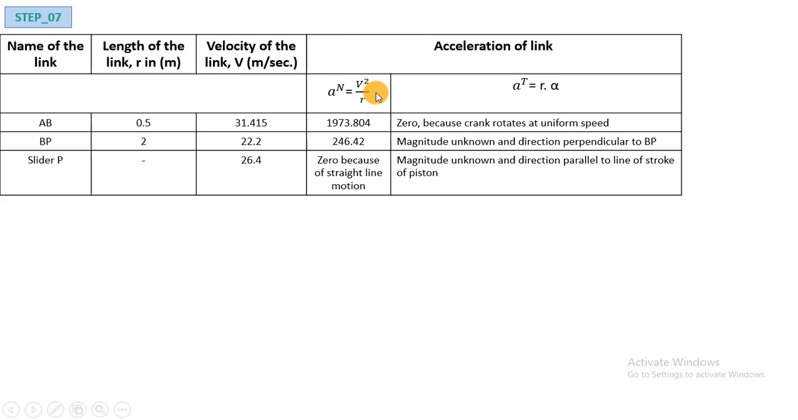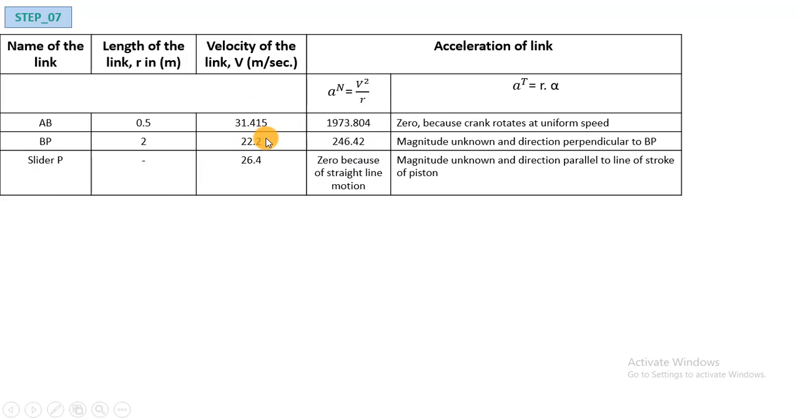But it has a normal component, which is equal to v squared by r. Here v means its linear velocity, which is 31.415, divided by r. r means the length of the link, which is 0.5. So 31.415 squared divided by 0.5 gives 1973.804 as the magnitude of the normal component of acceleration for the input crank.